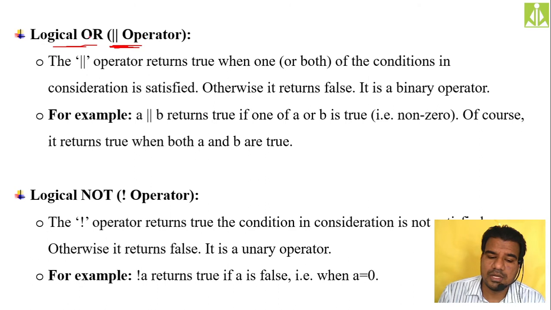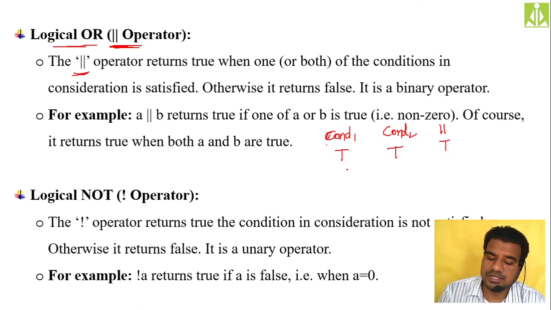This logical OR operator returns true when any one of the conditions is satisfied, and if both the conditions are not satisfied, then it will return false. So let's take the first operand as condition 1 and the second operand as condition 2. Let us say the first condition is true and the second condition is also true. The OR operator will also return true.